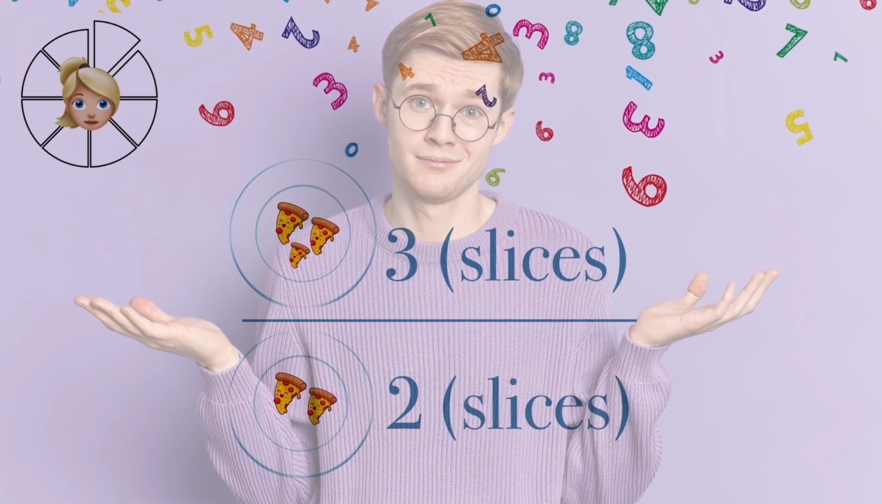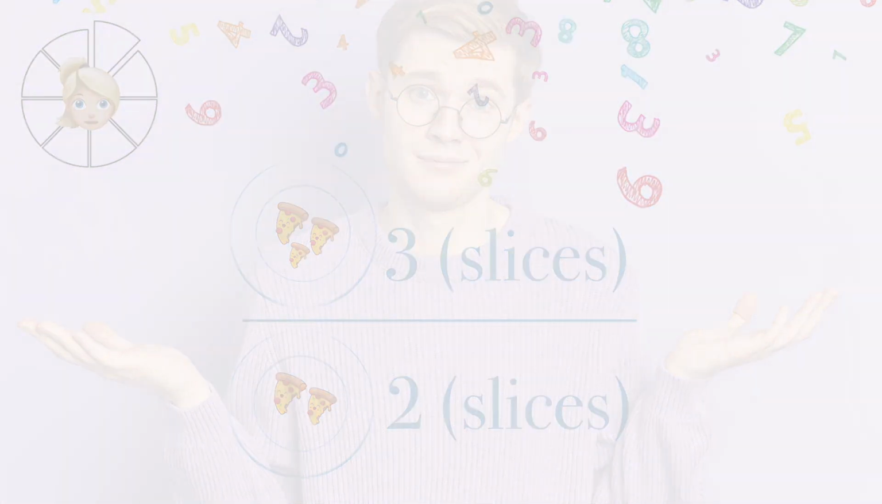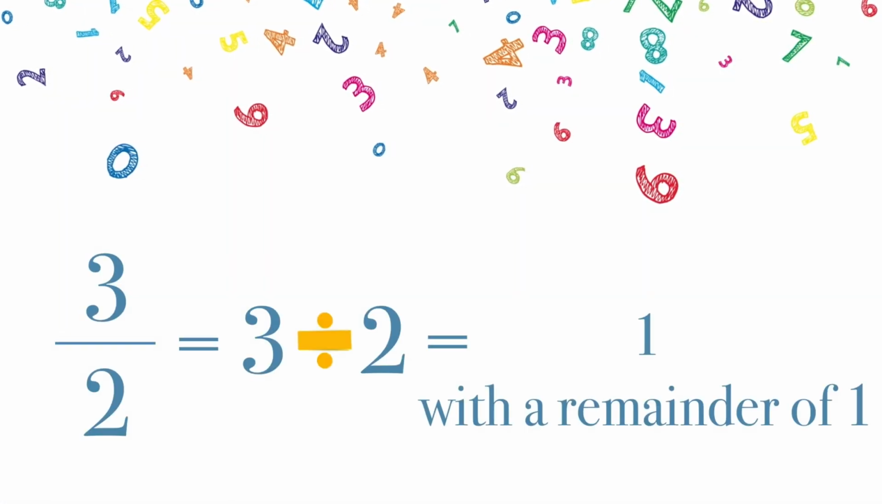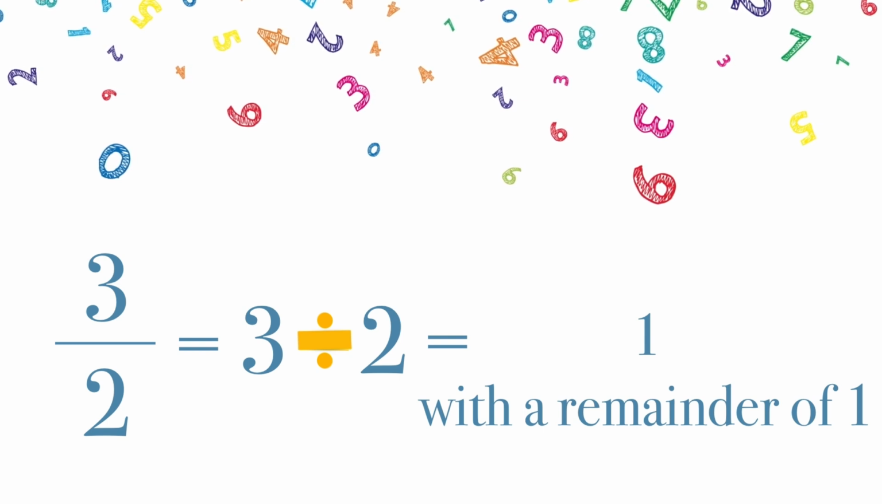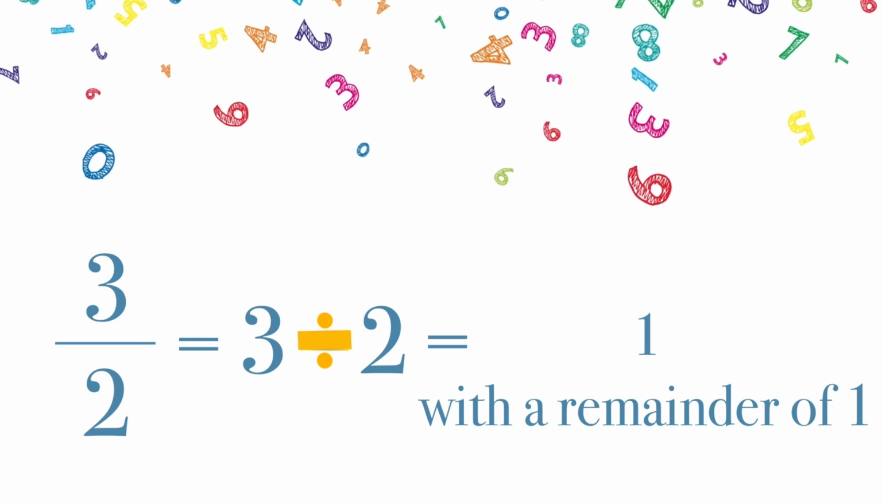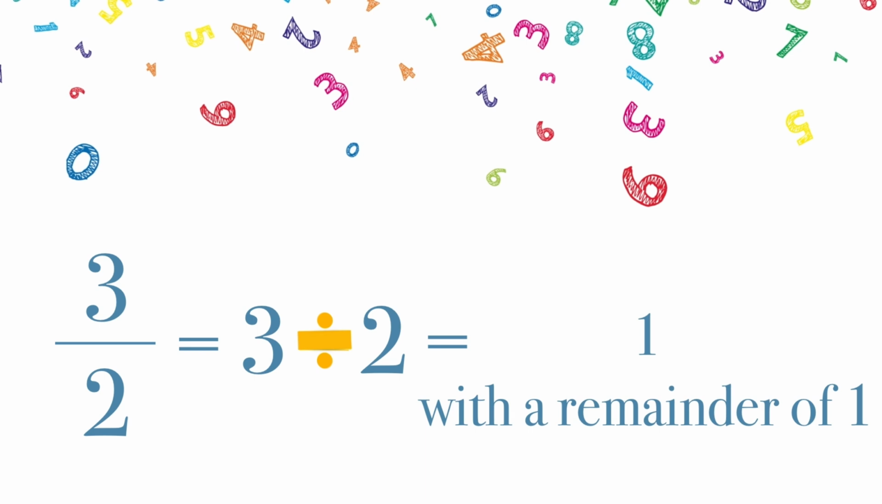But how do we change this dirty improper fraction into a clean proper fraction? Well, we divide. 3 divided by 2. Because 3 is larger than 2, we know that we are going to have a remainder when we divide. 2 can go into 3 only one time, leaving us with a remainder of 1. Great, but we need to turn all of this into a fraction.